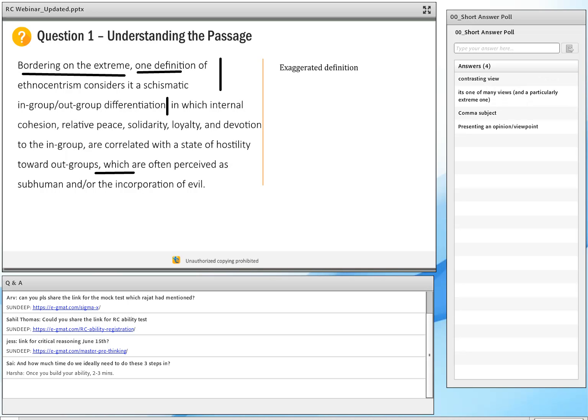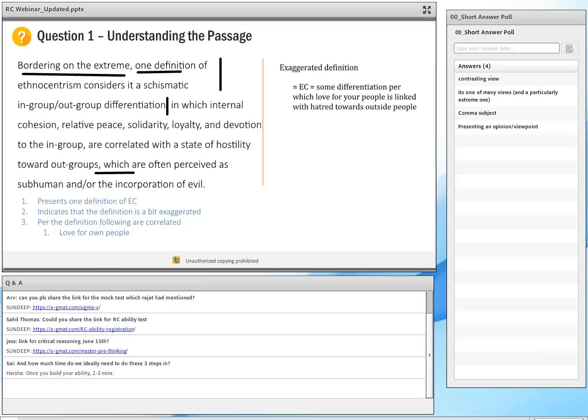So overall, what the author says is there's an exaggerated definition of EC. And what is EC as per this definition? Some differentiation in which love for your own people is linked with hatred towards outside people. So essentially, if I were to summarize this paragraph, I would say the author presents one definition of EC, then indicates that the definition is a bit exaggerated, and then as per this definition, the following two things are correlated. One is love for your own people. The second is hatred for evil.